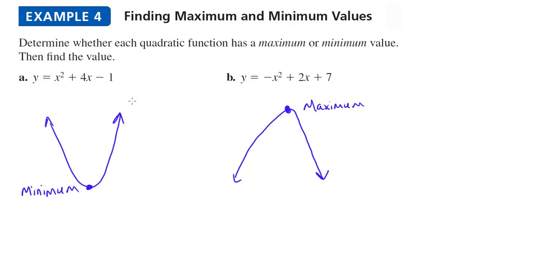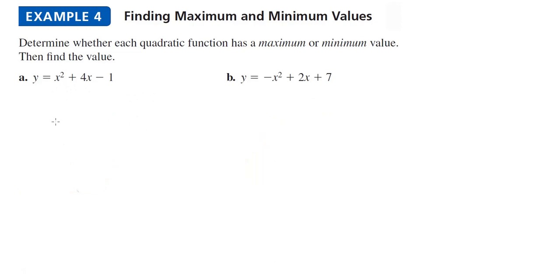So then how are we going to go ahead and determine the maximum or minimum value of these quadratic functions? Well, what we're going to do is rewrite these functions in vertex form by completing the square. All right, so looking at example A, we have y equals x squared plus 4x minus 1. Our a value is positive, which means that our parabola is going to open upward, which means that the vertex will be a minimum value. So how are we going to find that value? We're going to convert this into vertex form. And the way we're going to do that is by completing the square.